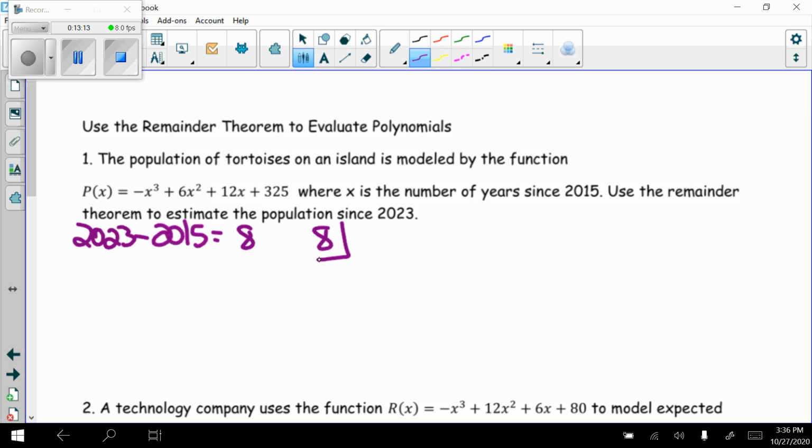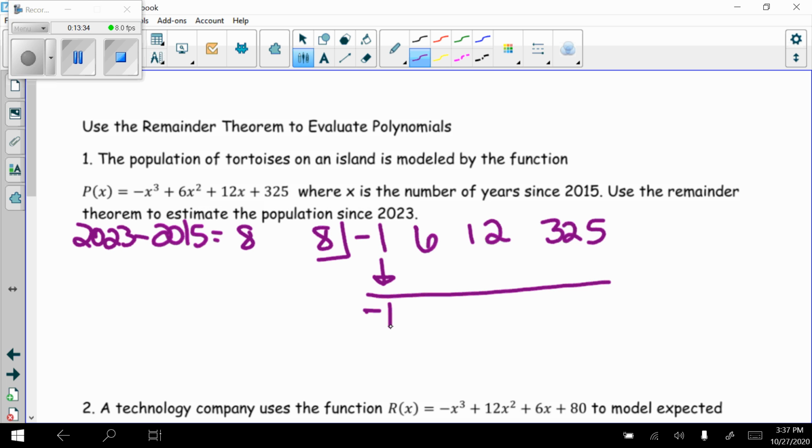Look at it, I have x cubed, x squared, x, and a constant. I'm not missing anything. I don't need any zeros. So we're going to go ahead and write down our coefficients. So we've got negative 1, 6, 12, and 325. The first number comes straight down. So negative 1 comes straight down.